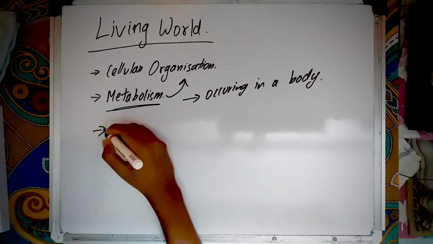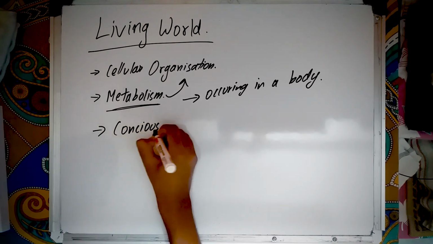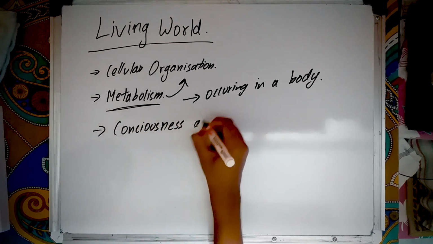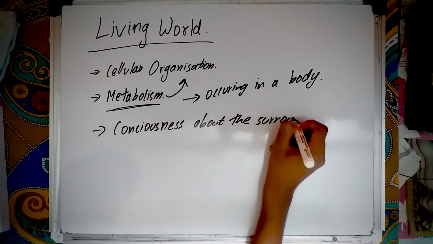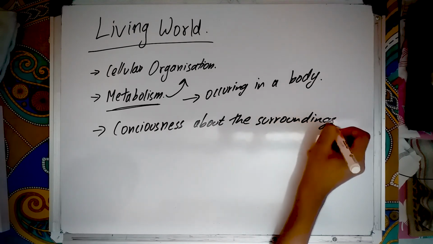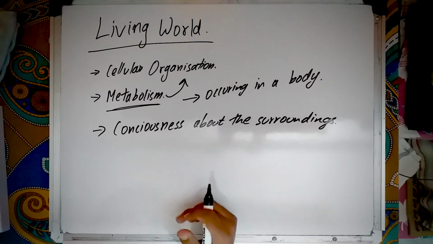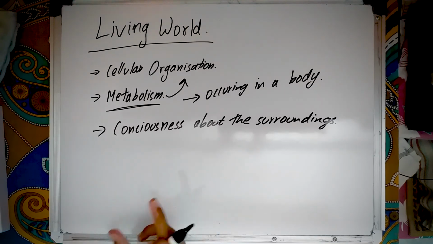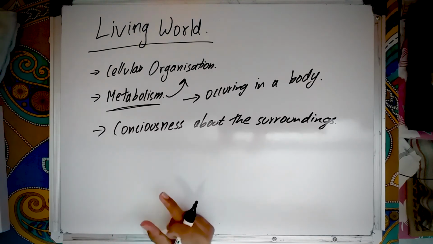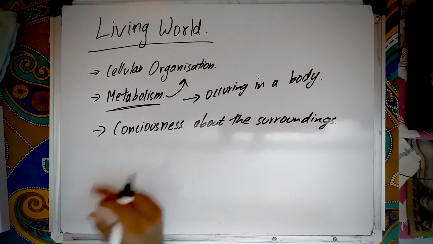And then conscious about surroundings. We are always conscious about the surroundings. We can sense the environment. Here it's around 4:30 a.m. I can see that it's dark. I can sense the light. I can sense the temperature. Okay, not exactly, but I can say if it's cold or hot, and maybe I can even change my body temperature. And that comes to another point.